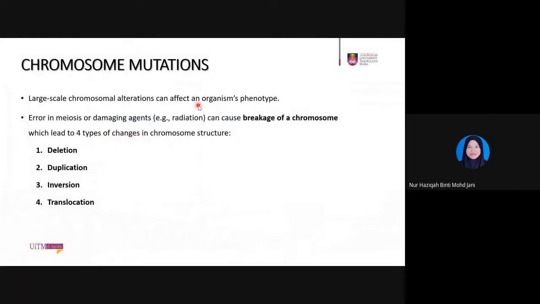Okay, so the next one is chromosome mutations. Large-scale chromosomal alterations can affect an organism's phenotype. Errors in meiosis or damaging agents such as radiation can cause breakage of chromosomes, which leads to 4 types of changes in chromosome structure: deletion, duplication, inversion, and translocation.